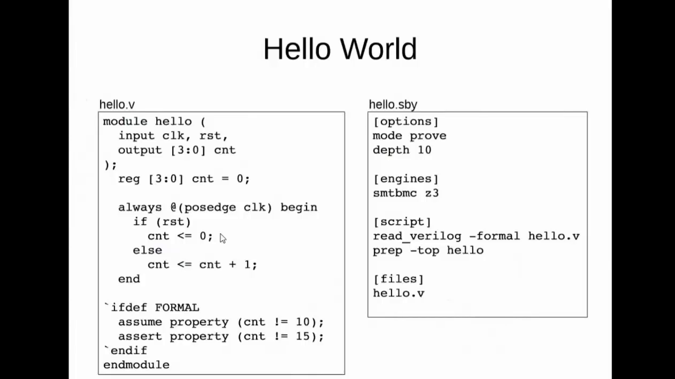This is a really simple hello world example. So I have a counter, and I initialize this counter to 0 here, and then when the reset signal is high, I also reset the counter to 0, and otherwise I increment it. And then I have some formal properties down there.